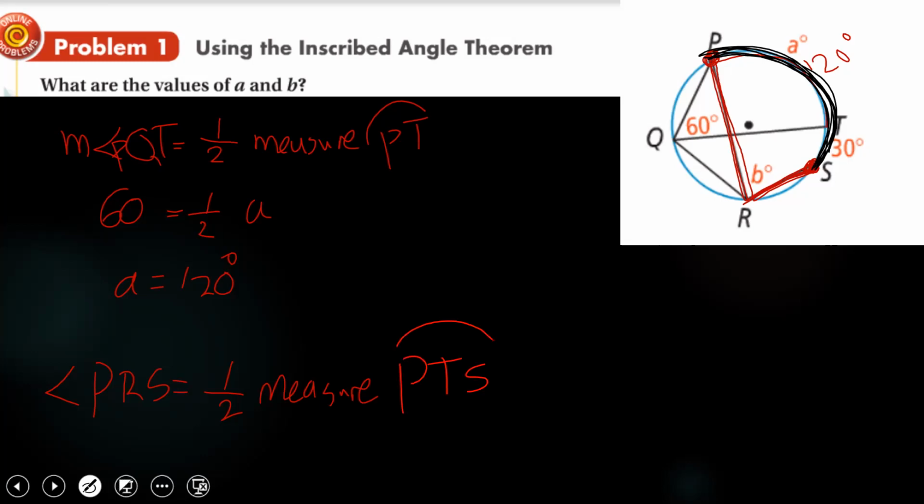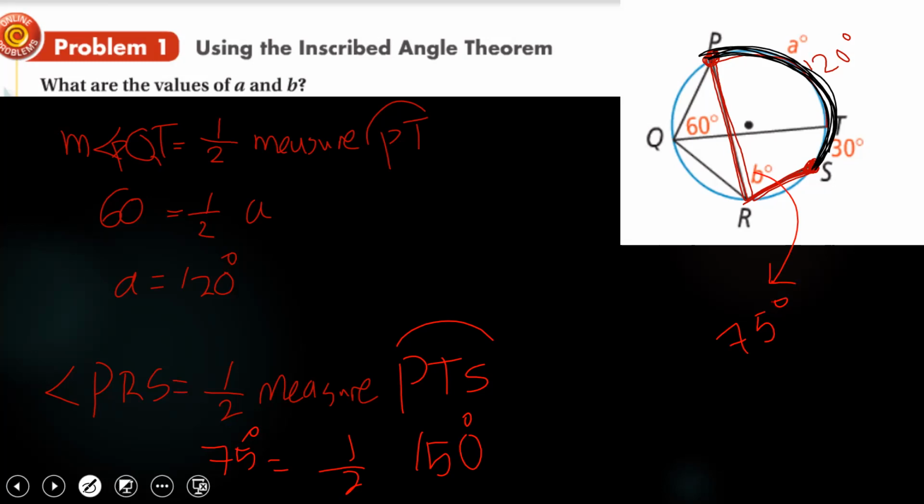Okay, what is the measure of the arc PTS? It's 120 plus 30, which is 150. Half of 150 will be 75. So the measure of angle B is 75 degrees. Look at it now. Do you have any question?